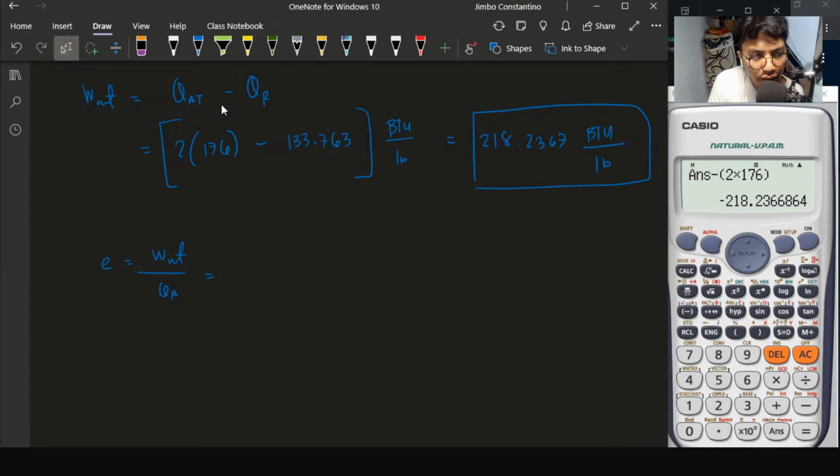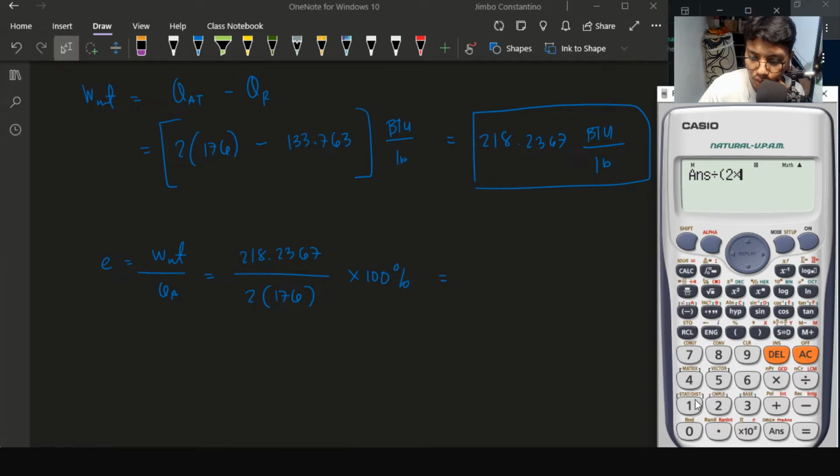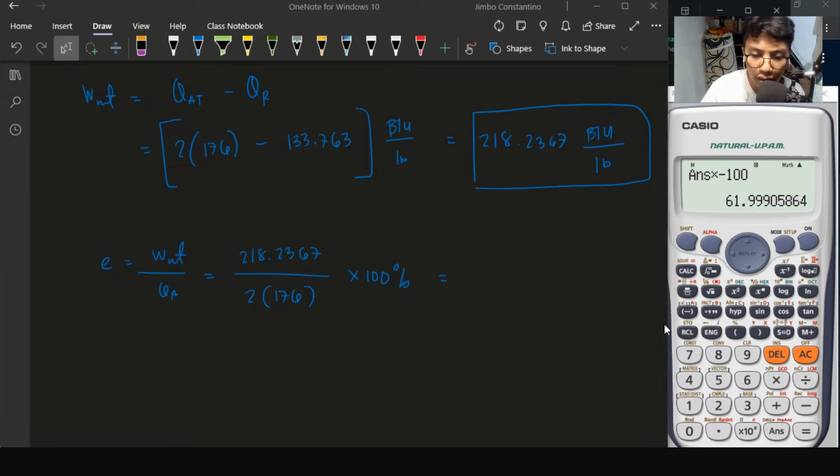So, work net, 218.2367, divide natin ng 2 times 176 times 100%. 218 divide by 2 times 176 times 100. So, 61.9991%. That is for the efficiency.